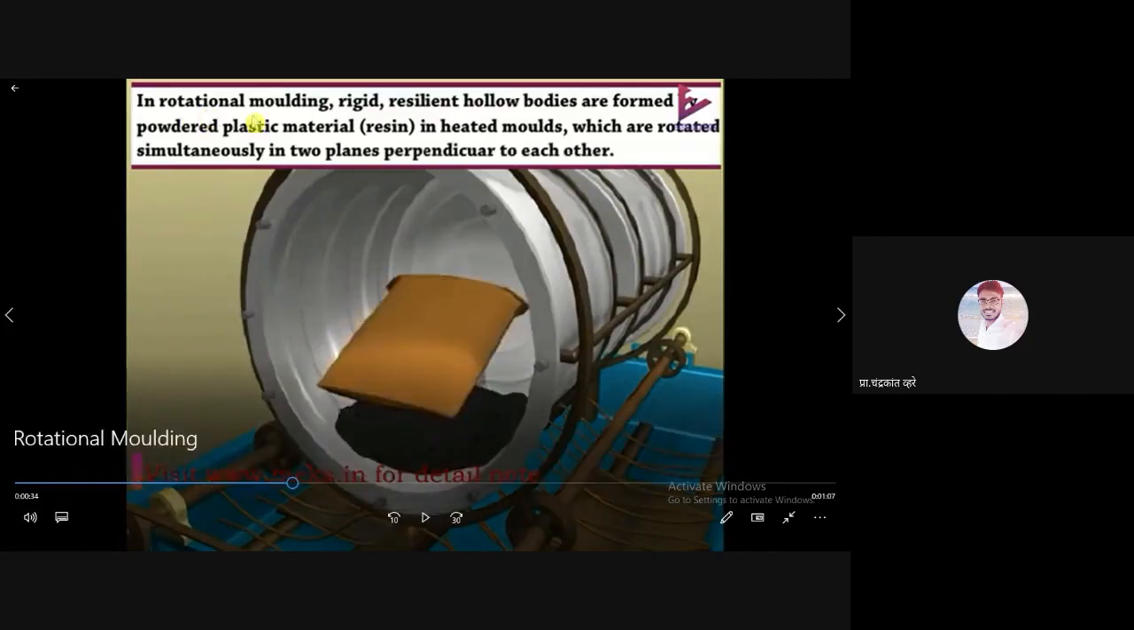In rotational molding, rigid, resilient, hollow bodies are formed from powdered plastic material in a heated mold. This is plastic, and this is heated because we are heating this mold, which is rotated simultaneously in two planes perpendicular to each other. Now we are rotating it. This is the rotation.